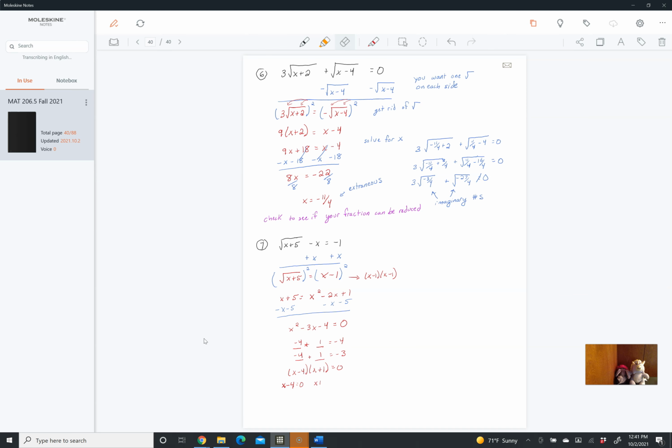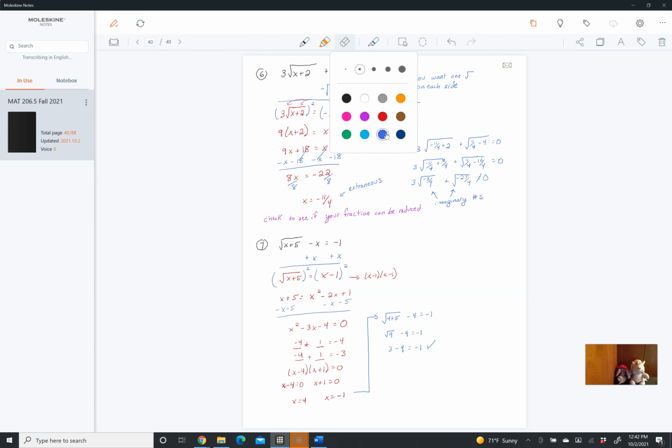And x plus 1 equals 0. So we have x equals 4, and x equals negative 1. What we want to do is plug it in to see if it's extraneous. Square root of 4 plus 5 minus 4 equals negative 1. Well, this is square root of 9 minus 4 is equal to negative 1. 3 minus 4 equals negative 1.